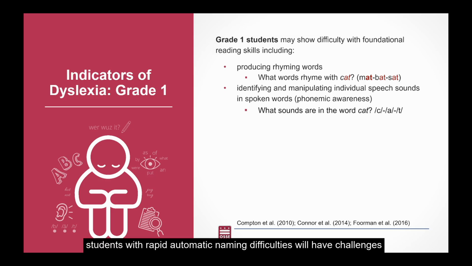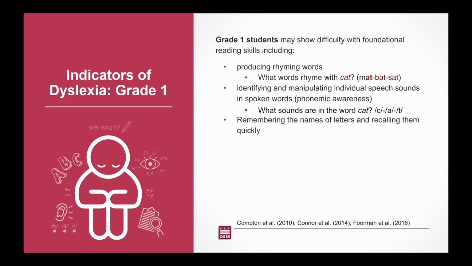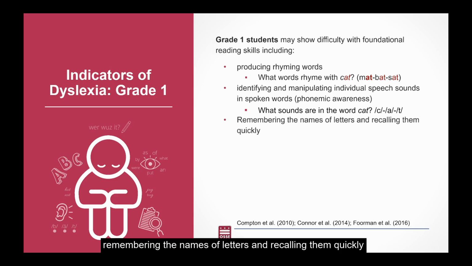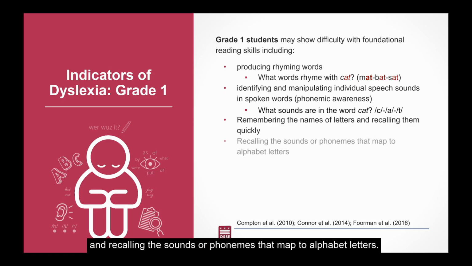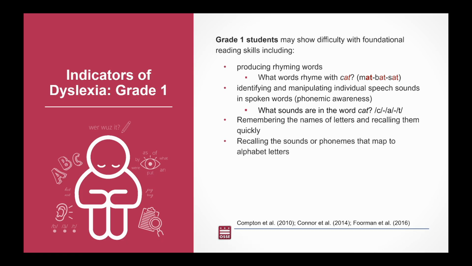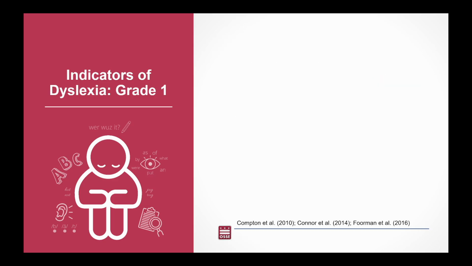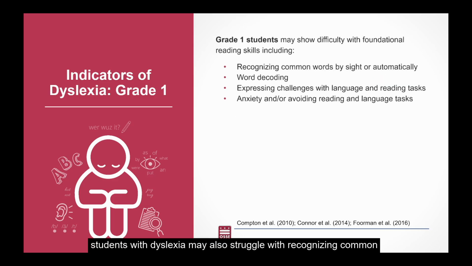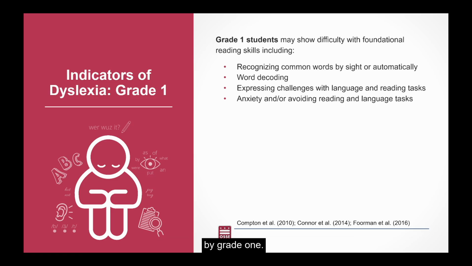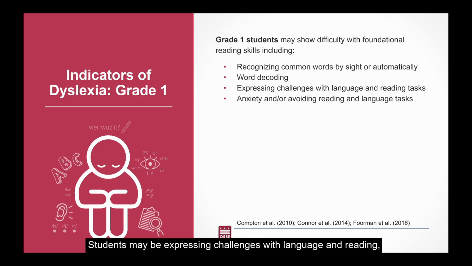Students with rapid automatic naming difficulties will have challenges remembering the names of letters and recalling them quickly, and recalling the sounds or phonemes that map to alphabet letters. Grade 1 students with dyslexia may also struggle with recognizing common words by sight or automatically and with word decoding. By grade 1, students may be expressing challenges with language and reading, leading to anxiety and/or avoiding reading and language tasks.